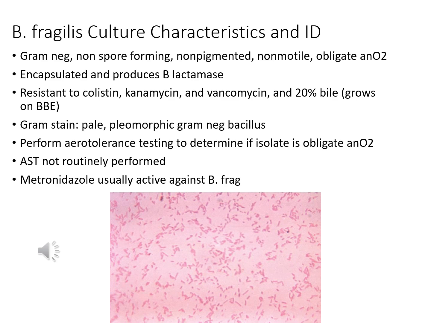Gram stain will be a pale pleomorphic gram-negative rod, and you can perform aerotolerance testing to determine if the isolate is an obligate anaerobe. But again, Bacteroides fragilis is the most commonly recovered gram-negative rod, and it is resistant to colistin, kanamycin, vancomycin. So those would be the things you're going to want to remember for this organism.